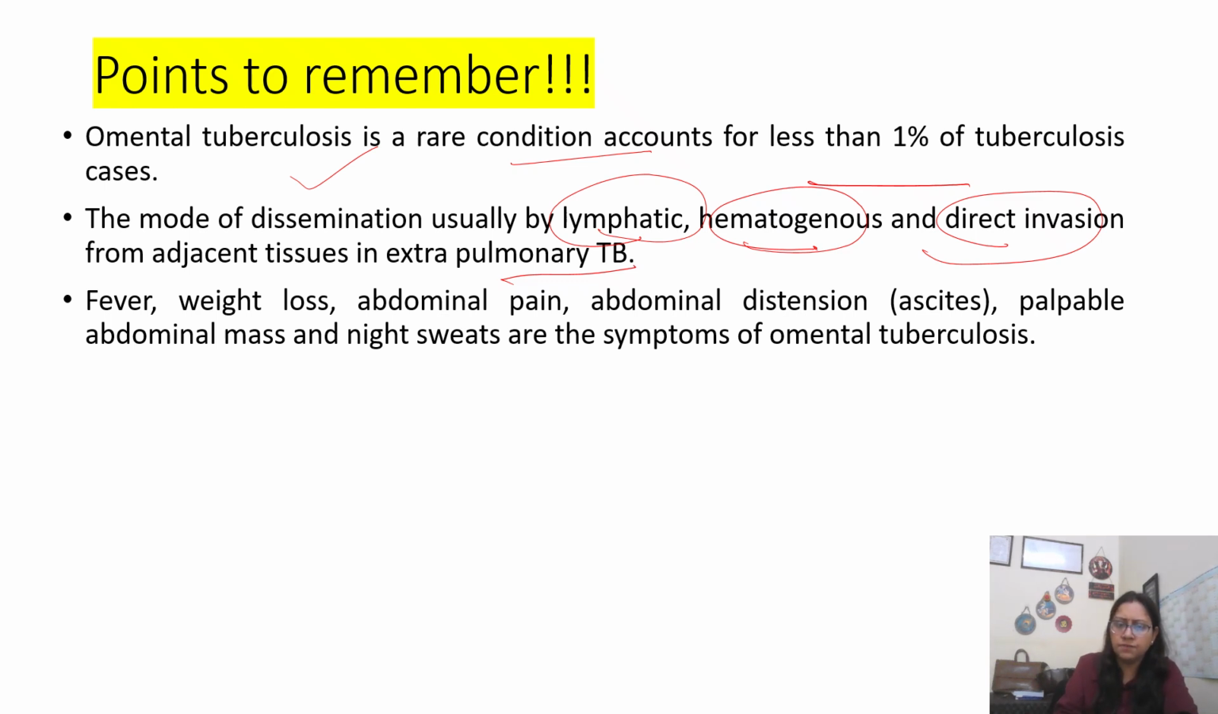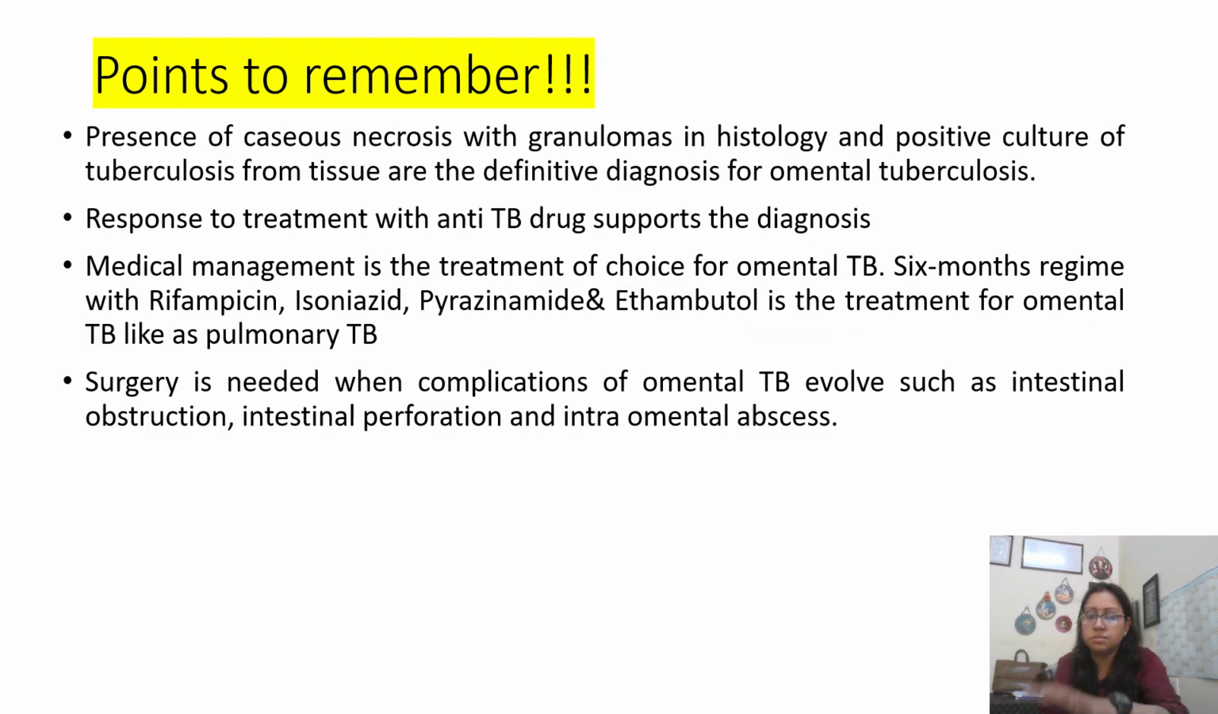How does the patient present to you? The usual TB findings: fever, weight loss, abdominal pain, especially abdominal distension, abdominal mass, and night sweats. Our patient had abdominal distension, and CECT showed perforation. So these are symptoms of omental tuberculosis. Weight loss was very significant in our patient.